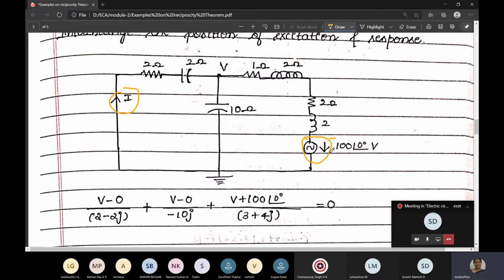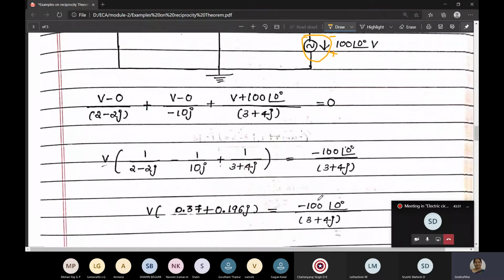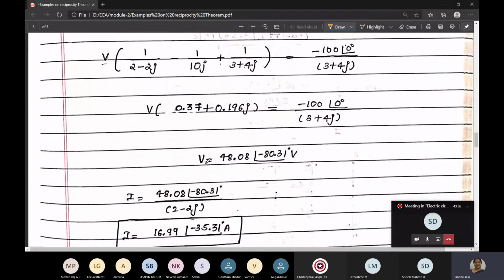The tail represents minus, the head represents plus. So V, whenever it is minus, you have to write plus. So it is V plus 100 at an angle 0. You have to observe this. It is V plus 100 at an angle 0 divided by the combination of this, which is 3 plus 4j, equating it to 0. So take all the V terms to one side, put it in your calculator, and you'll get the voltage V.